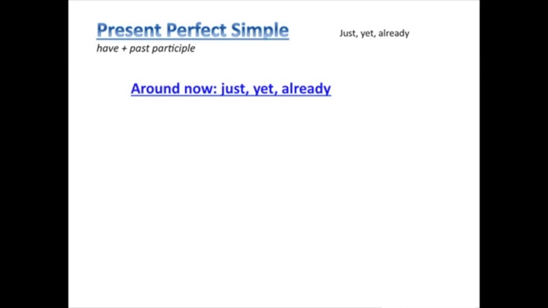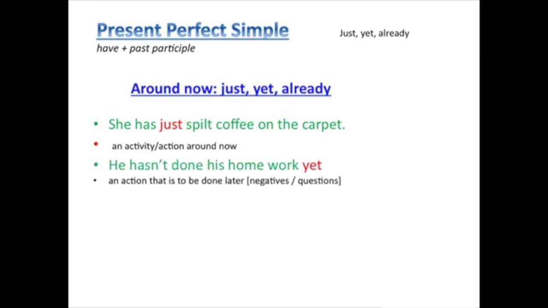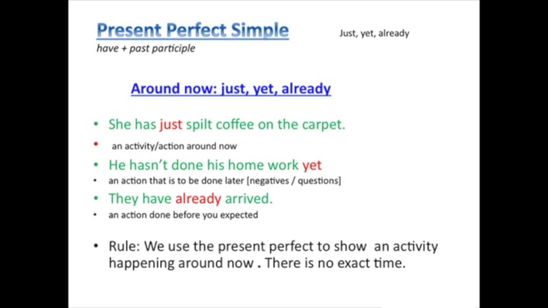We also use the present perfect with just, yet, or already. So, for example, she has just spilt coffee on the carpet. This is an activity or action around now. He hasn't done his homework yet. This is an action that is to be done later and is only used with negatives and questions. They have already arrived. This is an action done before you expected. The rule is we use the present perfect to show an activity happening around now. There is no exact time.